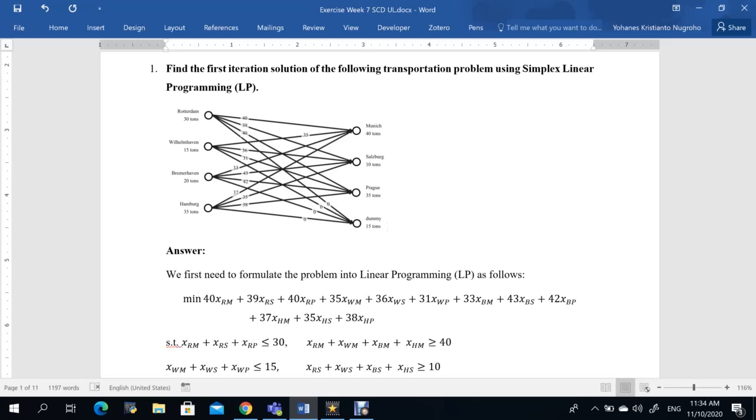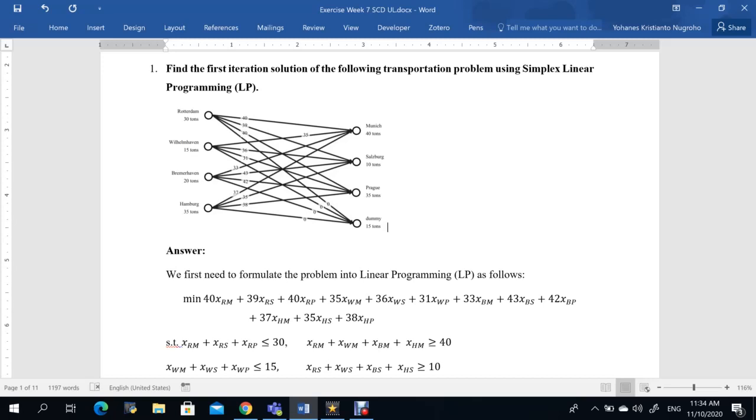WM is Wilhelmshaven to Munich, and WS is Wilhelmshaven to Salzburg. BM is Bremerhaven to Munich, BS is Bremerhaven to Salzburg, and BP is Bremerhaven to Prague. HM is Hamburg to Munich, HS is Hamburg to Salzburg, and HP is Hamburg to Prague, right?